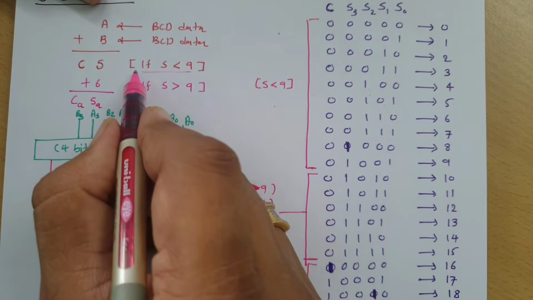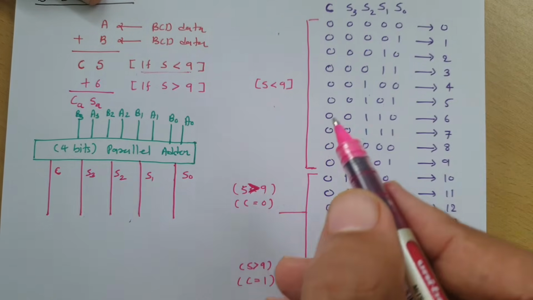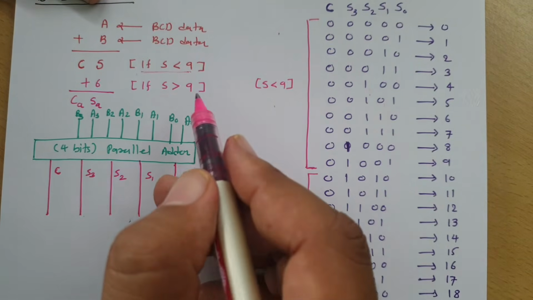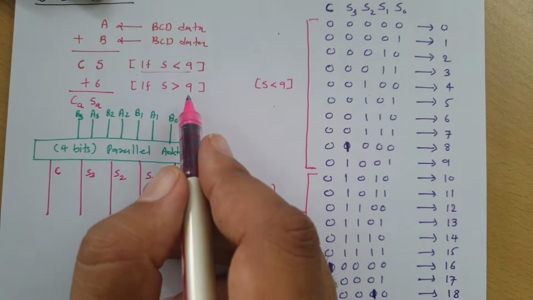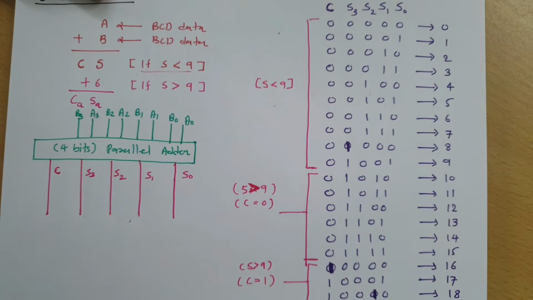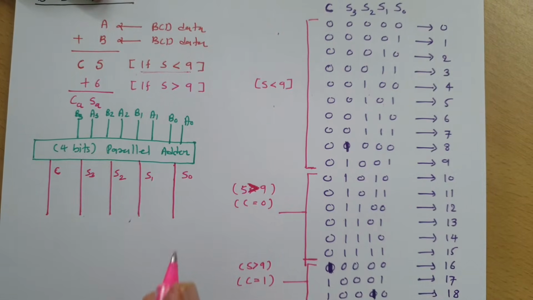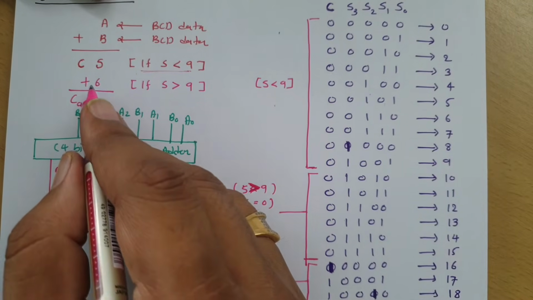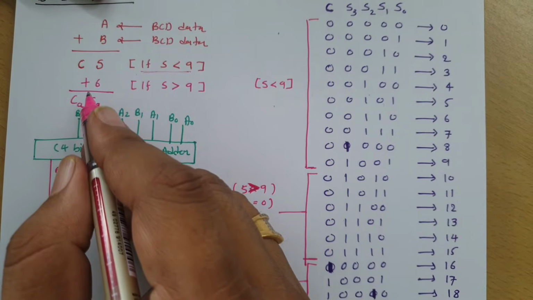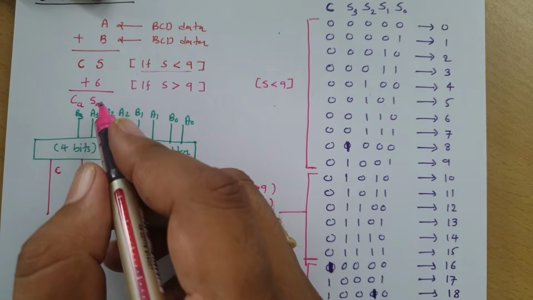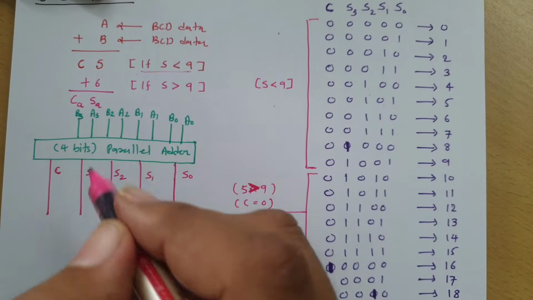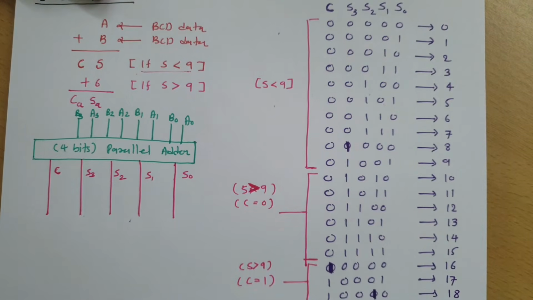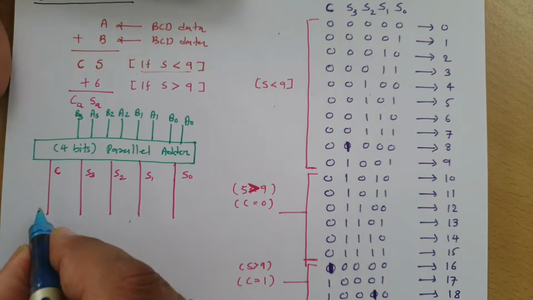If S is less than 9, then we don't need to add anything, but if S is greater than 9, then we need to add 6. Now what is 6? 6 means 0 0 1 1 0. Here we will again be using a 5-bit parallel adder.